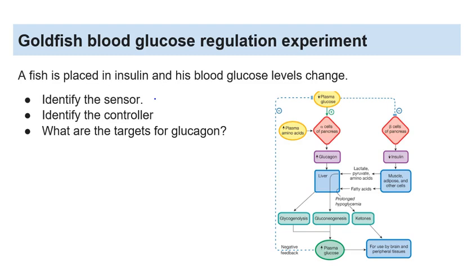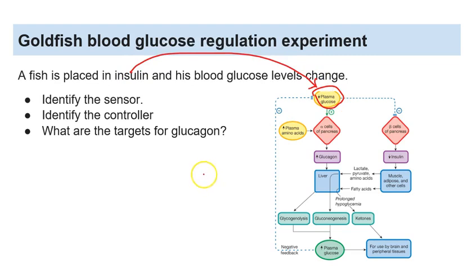Okay. And also we did the blood glucose regulation experiment through the goldfish. Now it's asking, when we place our goldfish in insulin, what's going to happen to their blood glucose level? Obviously, their blood glucose level would change, because the goldfish can absorb the insulin, and we know that insulin is going to decrease their plasma glucose.